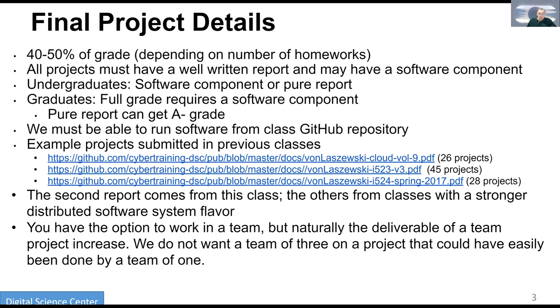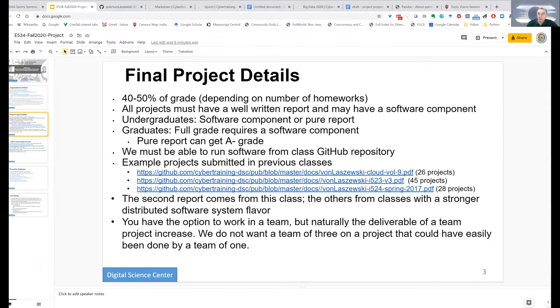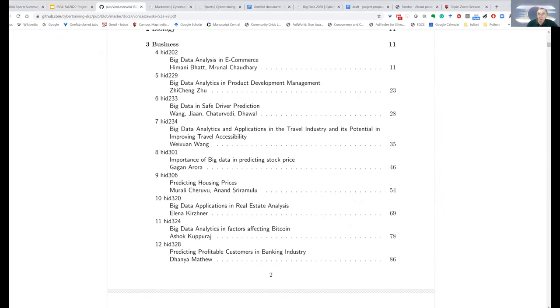The software needs to be runnable from the GitHub repository, and all reports are deposited in the GitHub repository. Now here's something quite useful. They have here 100 previous projects. Currently 45 of them come from an earlier version of this class. And we will add more to this, but this is what we have at the moment. Let me go here. But this is still on the same share.